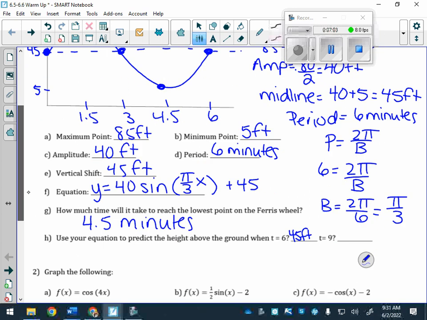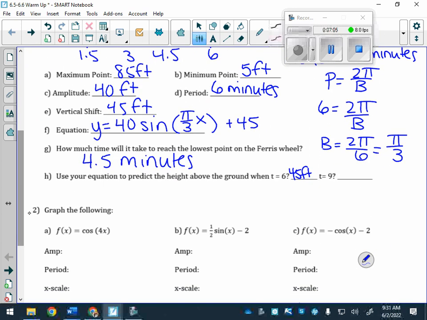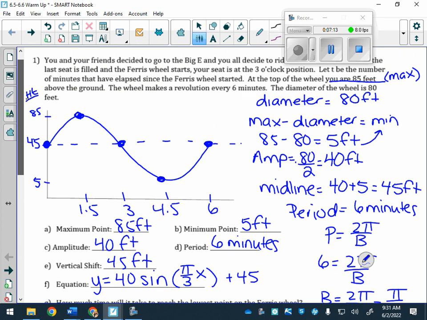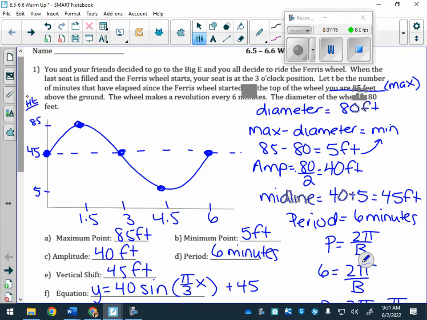45 as well, right? Okay. So before we continue, a Ferris wheel problem is what you typically would see as an example, okay? There will not be a word problem on the final, but you will have one on your test. Okay, you'll actually have two, one Ferris wheel, one tide.